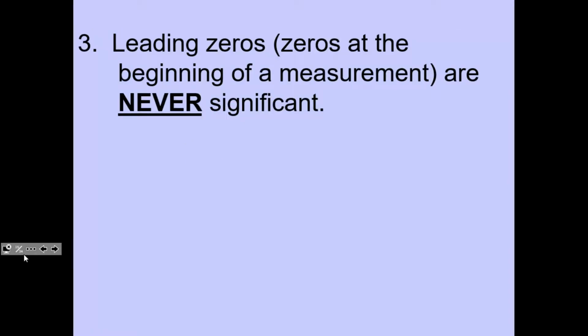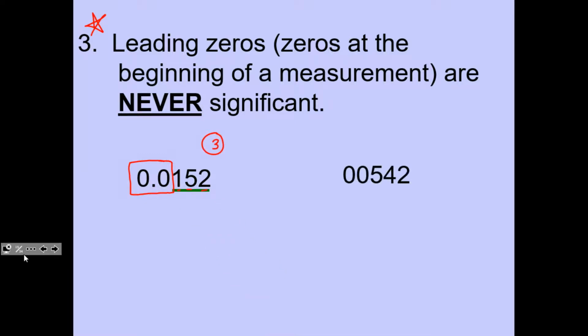Rule number 3. Leading zeros at the beginning of a measurement are never significant. I would star this one. It's the second to hardest rule. Here's an example. I have 3 counting numbers according to rule number 1. I have 2 leading zeros. Are they significant? Does it matter where the decimal is? No. So in this measurement, there are 3 significant figures. I see 3 counting numbers. Again, 2 leading zeros. Are they significant? Nope. Only 3 significant figures in this number.